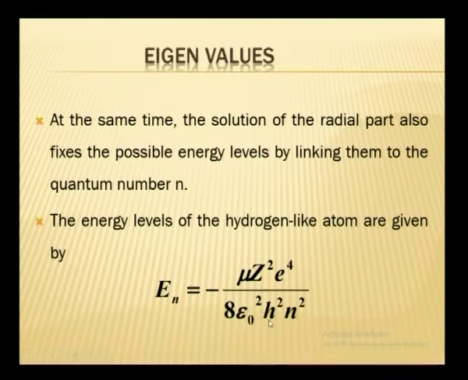The masses cannot be changed, and Z cannot be changed; in the hydrogen atom Z is 1. e is the charge of the electron, which cannot be changed. The permittivity of free space and Planck's constant cannot be changed. So, all these things are constants, and they can be replaced by some constant, say C. So, the whole thing E_n becomes equal to minus C by n squared.